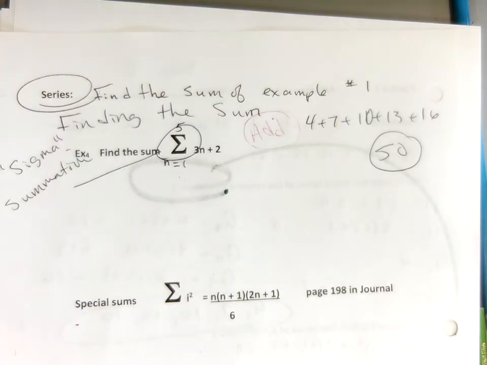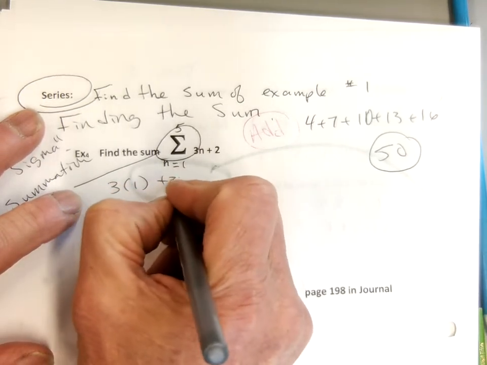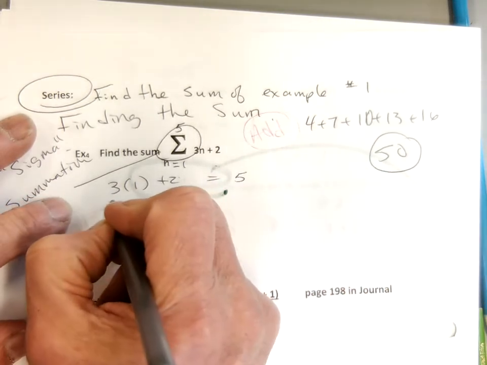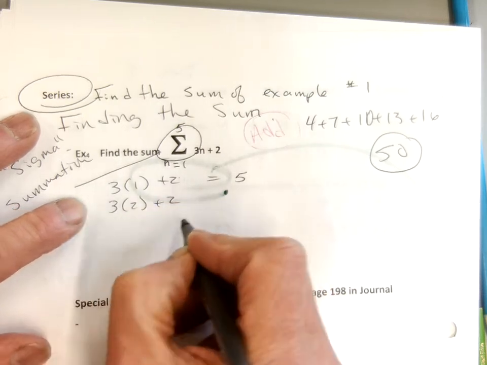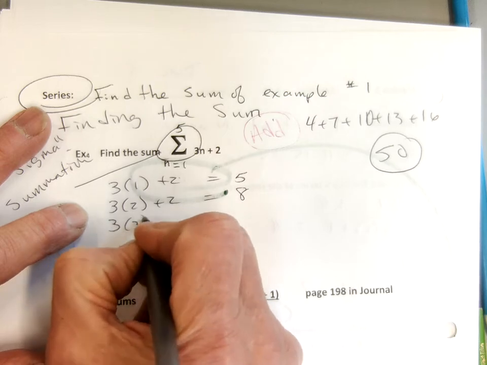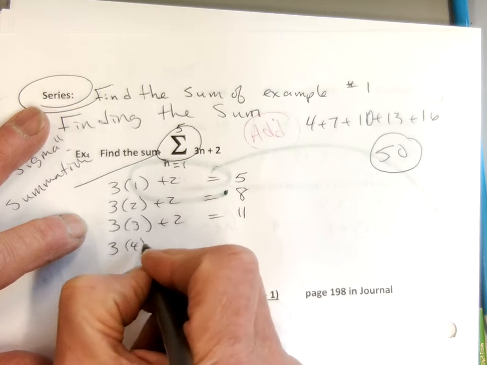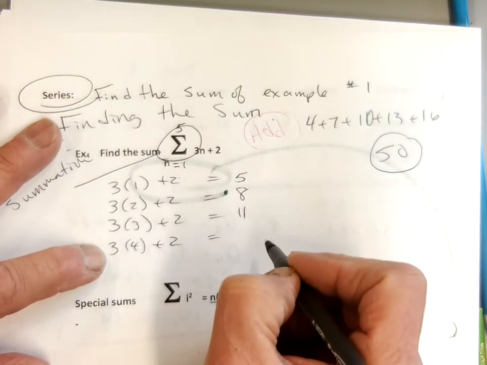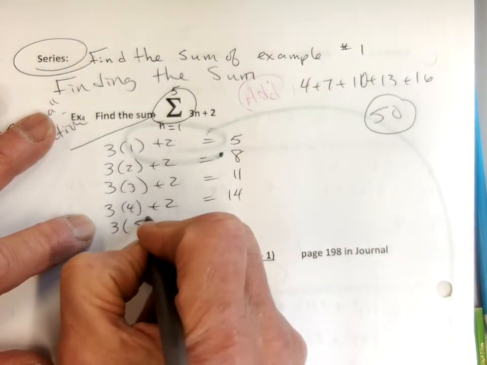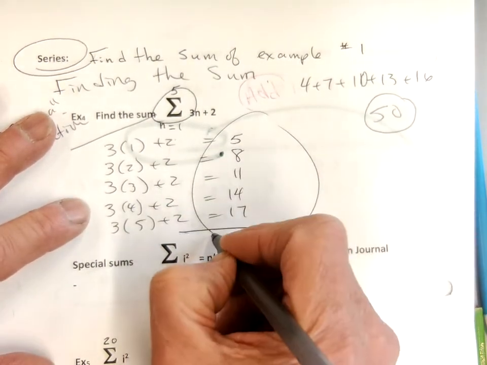So we'll go, all right, A1, I know A1 is 3 times 1 plus 2, which is 5. 3 times 2 plus 2, which is 6 plus 2 is 8. 3 times 3 plus 2 is 11. 3 times 4 plus 2 is 14. 3 times 5 plus 2 is 17. So now, I'm going to add them all up.